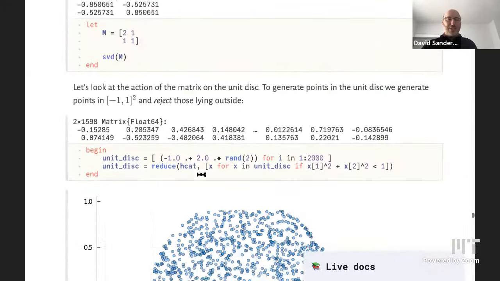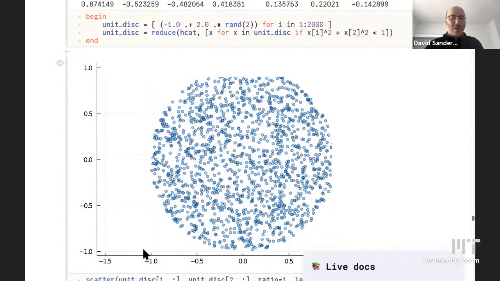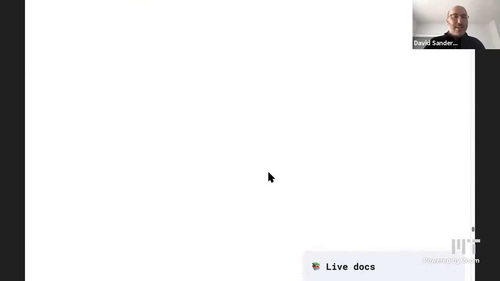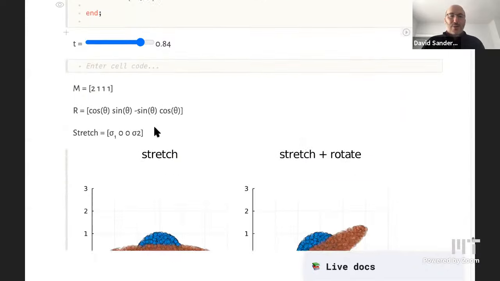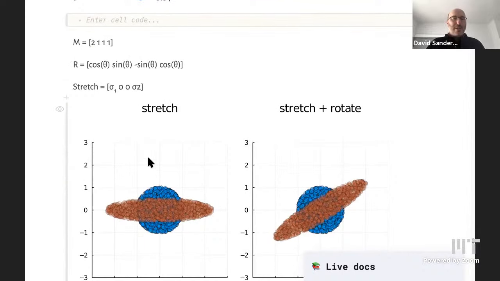So what we actually do is generate points uniformly in a box from -1 to 1 that surrounds the disk, and then we reject those that lie outside the disk. That's called rejection sampling, and it's useful to sample from weird shapes. So that's what I've done. I generated these points in the unit disk.